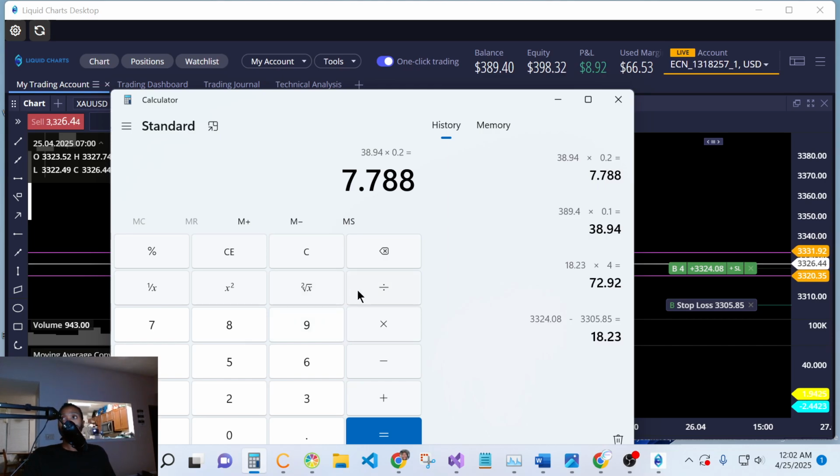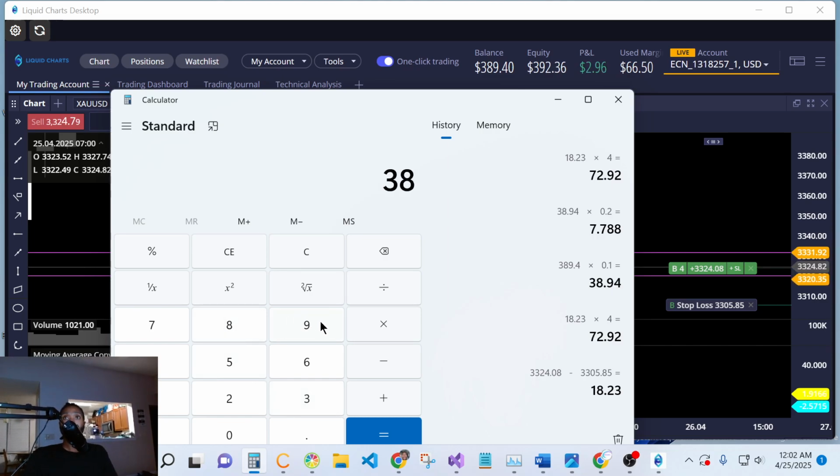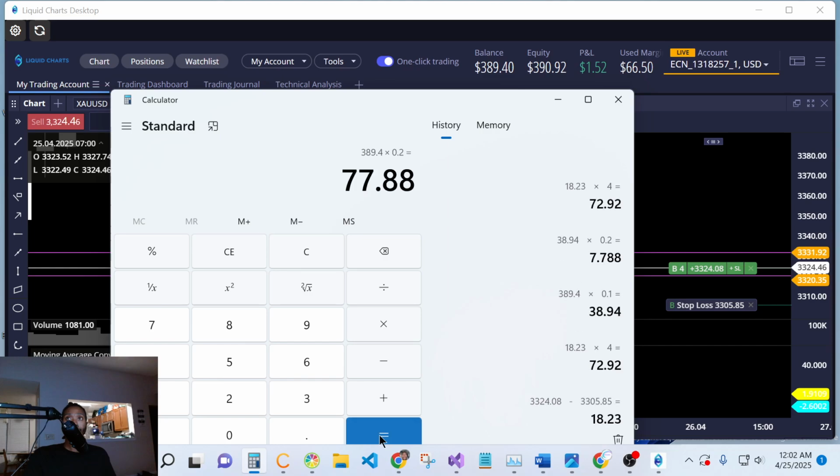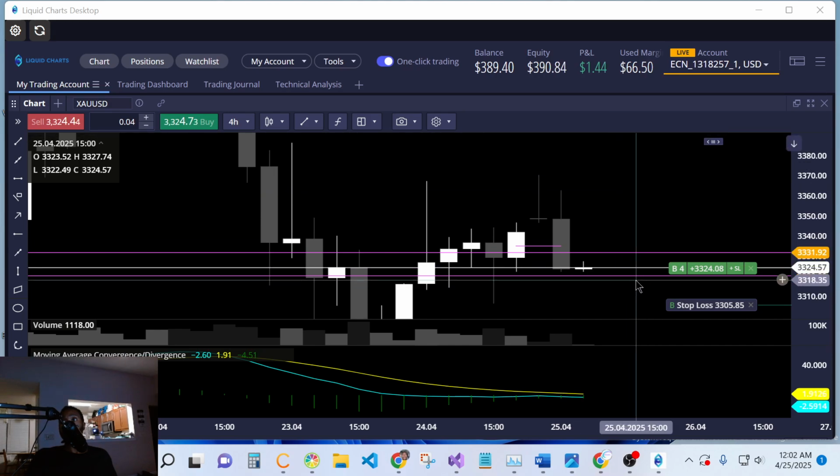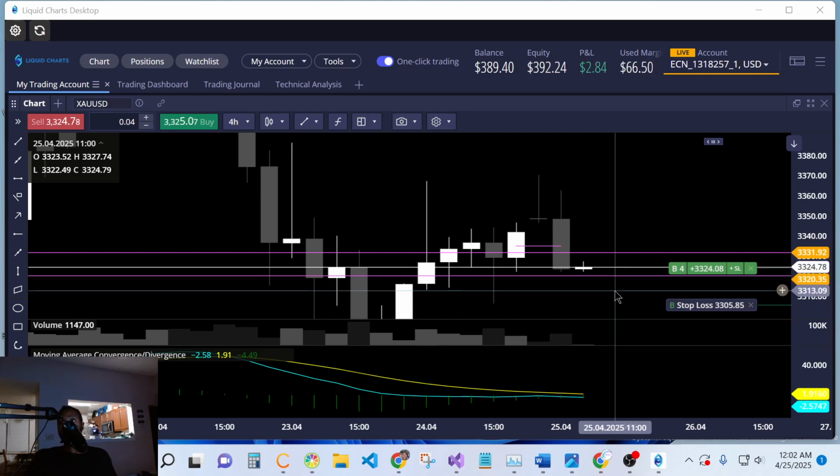That ain't right. Hold on. 18.23 times 4. Okay, 72.92, and then 3,840, which is my current balance, times 20%. I'm risking down at 20% of my account. This is definitely a bad trade in the sense of risk. This is not proper risk management. I'm way over leveraged at this point.